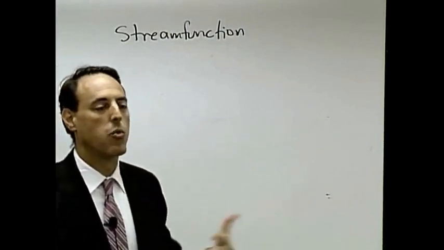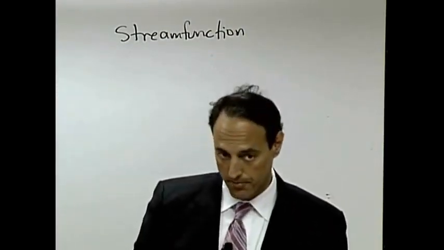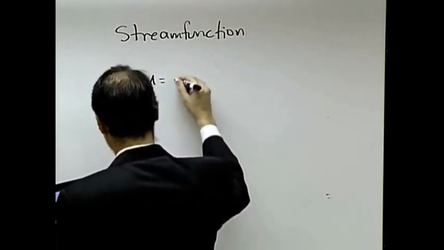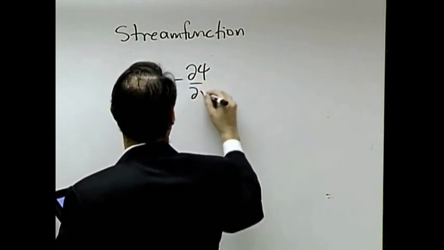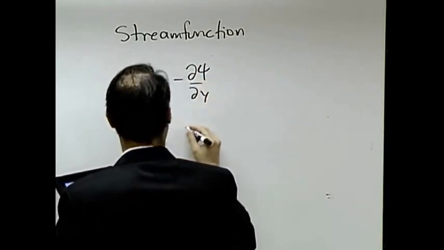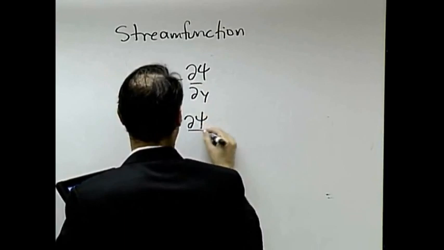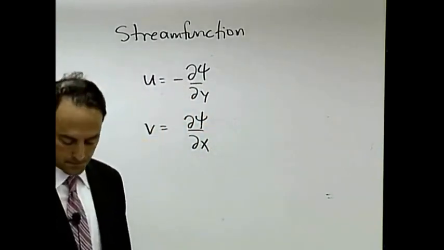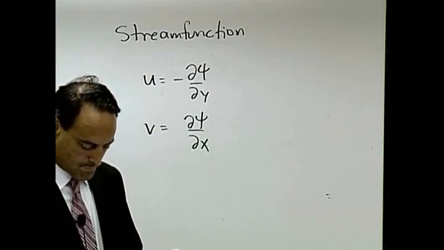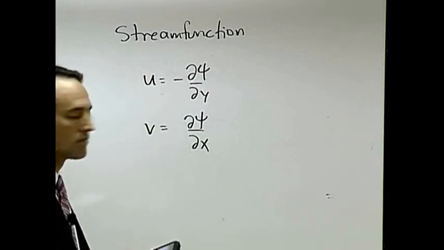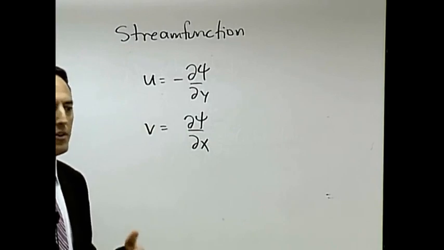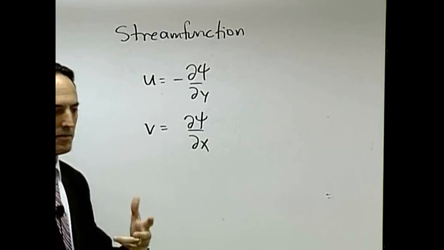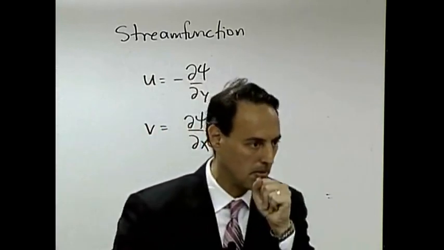I'm going to define this quantity called a stream function, which is going to be the following. The stream function is going to reproduce for me the velocity field. That's how we're going to define this. Now, why would I do this? That's a good question to ask. Why would you introduce an extra variable? Let's just take a look at what it buys us for a moment.